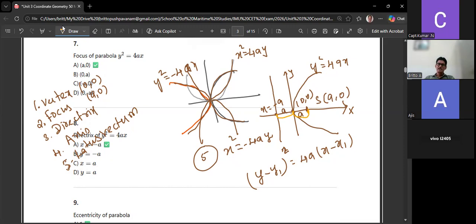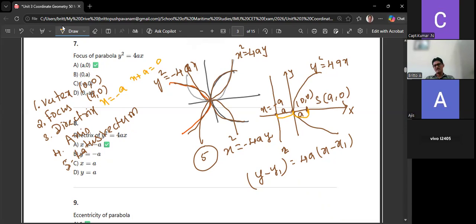So the directrix is a straight line parallel to the y-axis. Here the equation of the directrix line is x equal to minus a, or you can write x plus a equal to 0. You take minus a to the left hand side, so x plus a equal to 0. So this is the directrix for the parabola y squared equal to 4ax. So this is the third point to remember, and the fourth one is the axis.